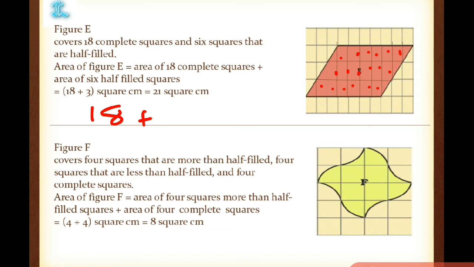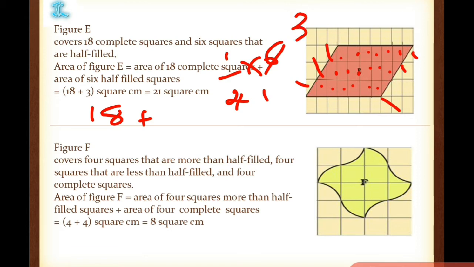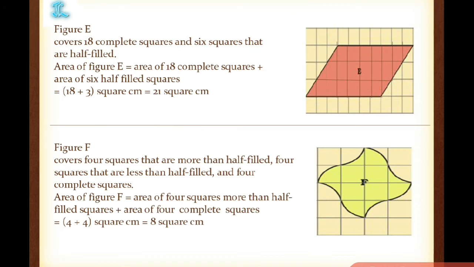Okay. Now here, what is left out for you? Here exactly half is left out. 1. Here half, 2, 3, 4, 5, 6. So how many halves are there? 6 halves are there. So 1 by 2 into 6. 2 threes are 6, so 3. So 18 plus 3 is equal to 21 square centimeters.